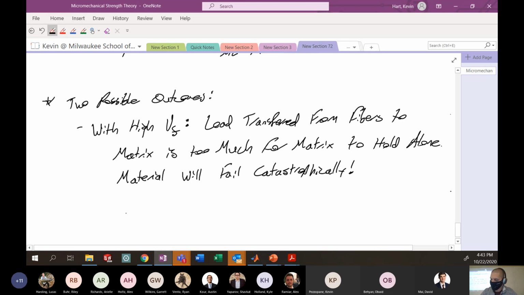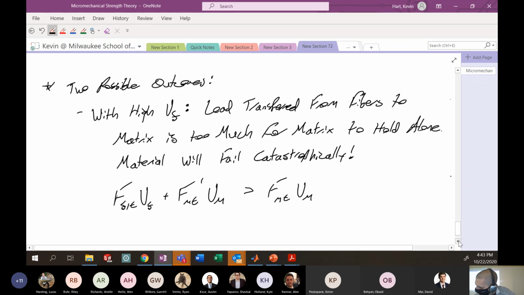So what that means is the stress that was on the composite right before the matrix fails is then the stress that would cause failure in the matrix multiplied by the volume fraction of the matrix. So let's put that in math language. The strength of the fiber in the one direction in tension multiplied by the volume fraction of the fibers plus this amount of load that was carried by the matrix in tension multiplied by the volume fraction of the matrix is greater than the strength of the matrix in tension multiplied by the volume fraction of the matrix.